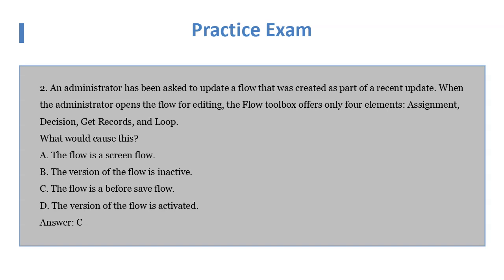2. An administrator has been asked to update a flow that was created as part of a recent update. When the administrator opens the flow for editing, the flow toolbox offers only 4 elements: assignment, decision, get records, and loop. What would cause this? A. The flow is a screen flow. B. The version of the flow is inactive. C. The flow is a before save flow. D. The version of the flow is activated. Answer: C.